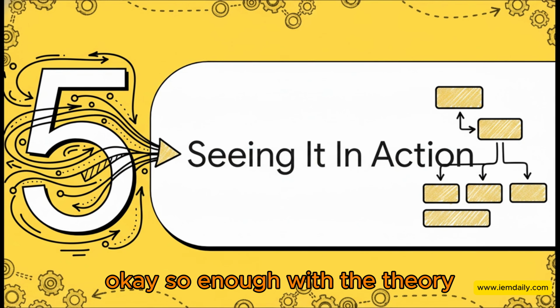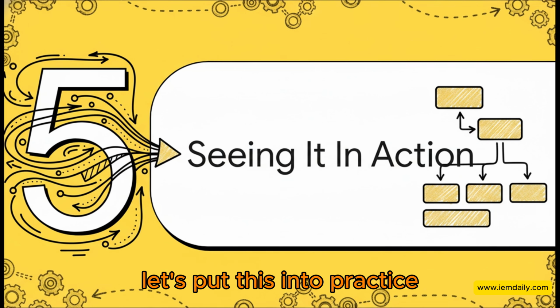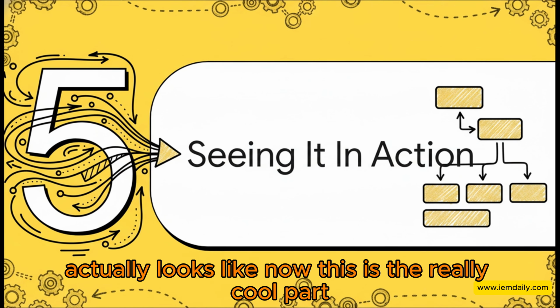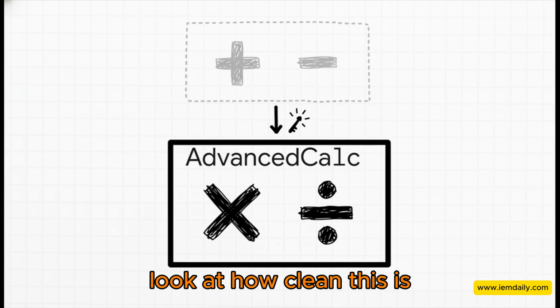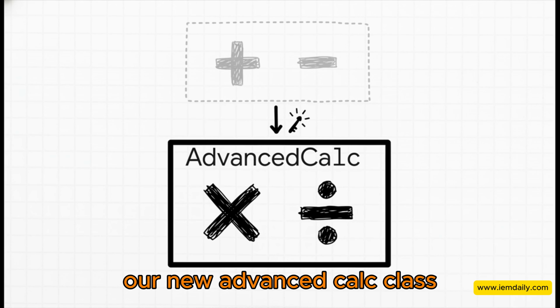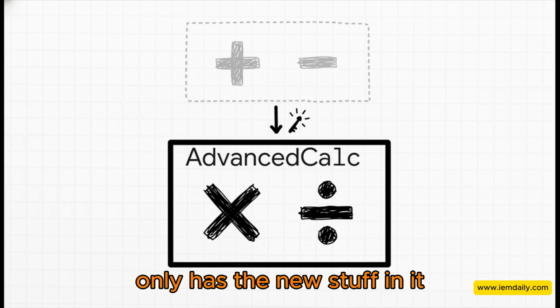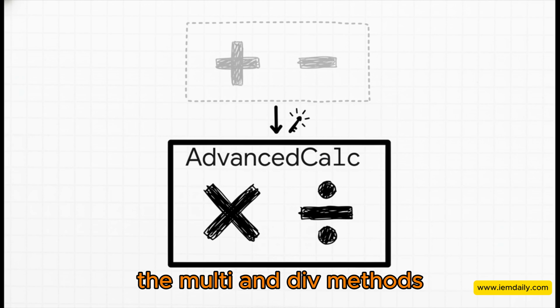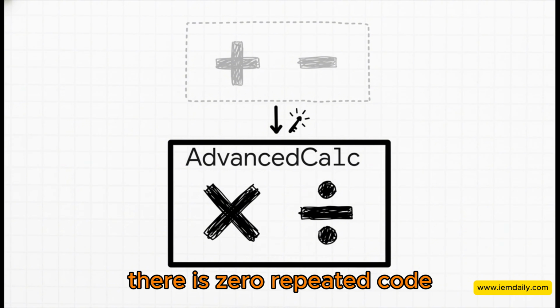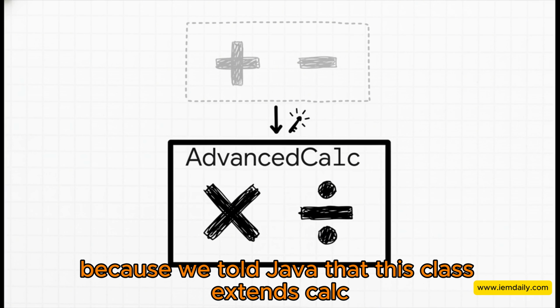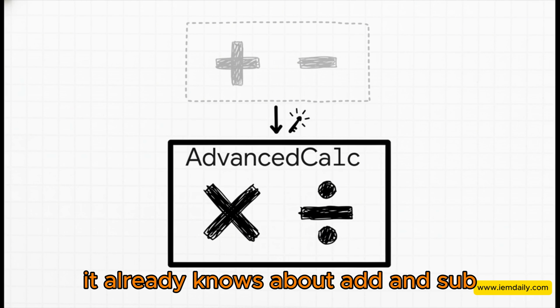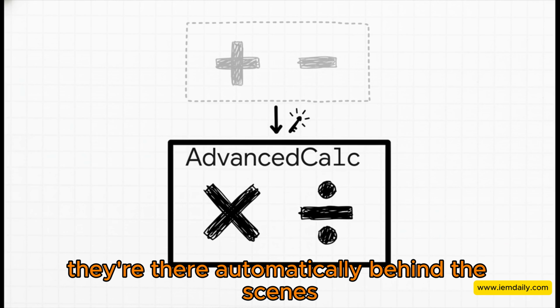Okay, so enough with the theory. Let's put this into practice and see what our new and improved code actually looks like now. This is the really cool part. Look at how clean this is. Our new AdvancedCalc class only has the new stuff in it, the multi and div methods. There is zero repeated code. Because we told Java that this class extends Calc, it already knows about add and sub. They're there automatically, behind the scenes.